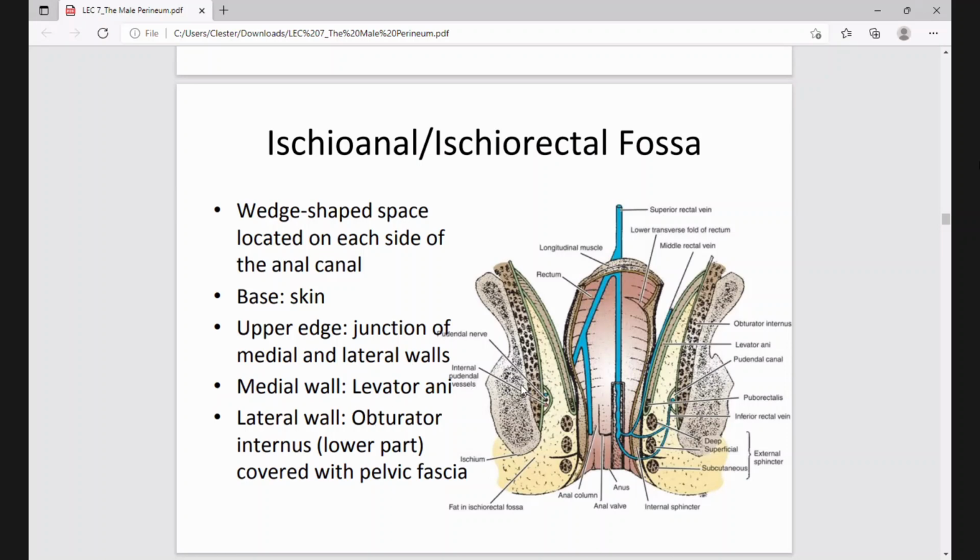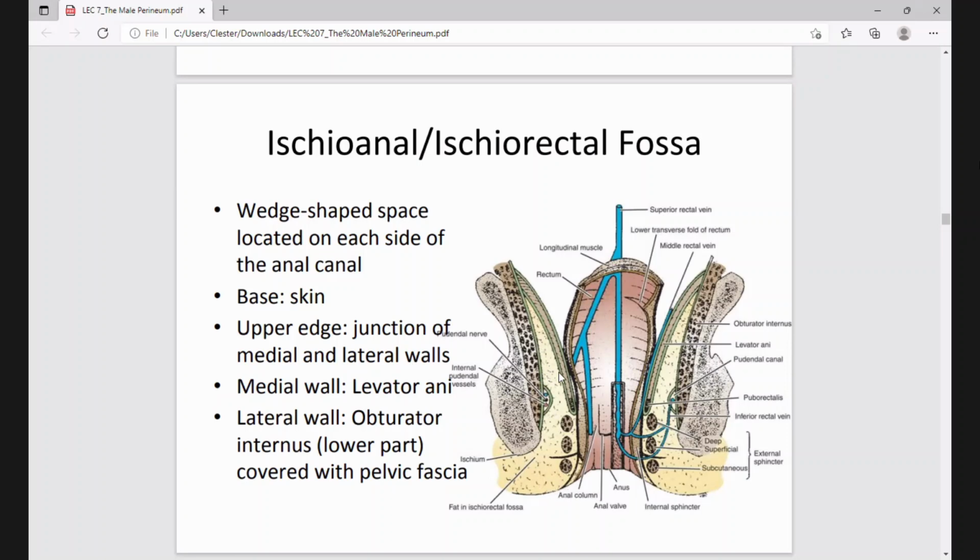On the medial wall, of course, is this muscle. It's already part of the iliococcygeus muscle, the pelvic diaphragm. The upper edge, of course, gives the pyramidal shape. Remember, the very tip is the junction between the medial and your lateral wall. And of course, the inferior part of this triangular pyramidal shape is the skin.